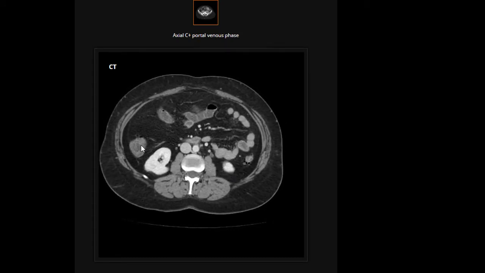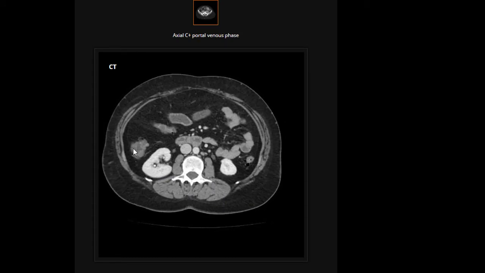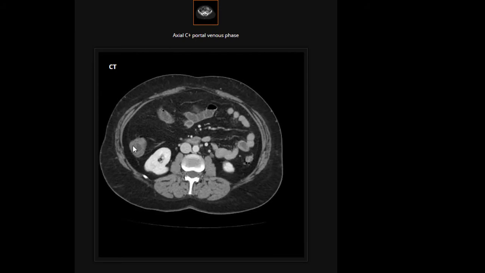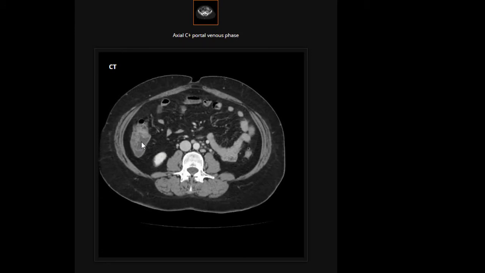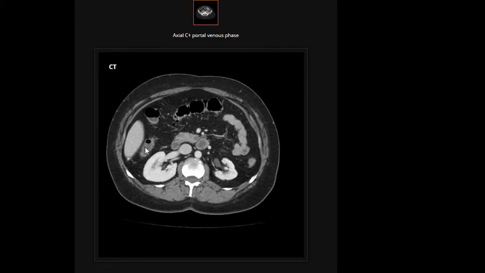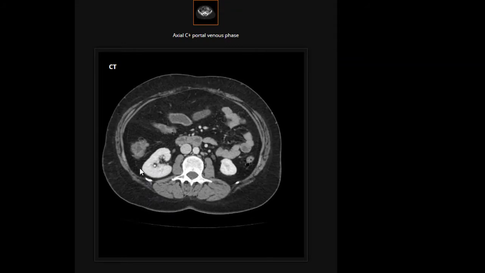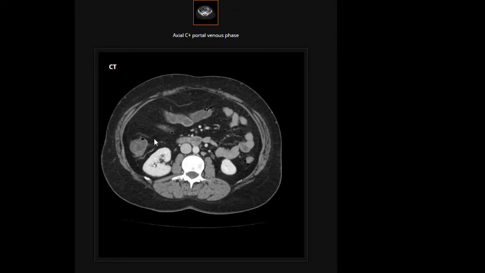It's questionable if maybe there's a little bit of thickened wall here, but this may just be due to peristalsis and volume averaging. We don't have the coronal and sagittals to better evaluate, but there are no associated inflammatory changes. The fat around this is very clean.